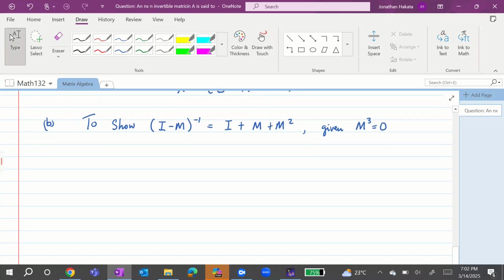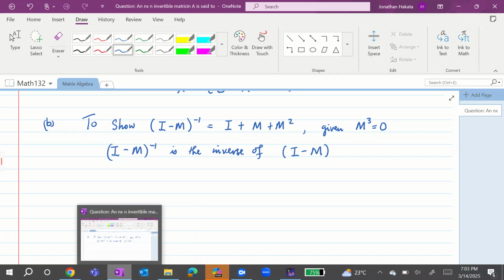Now, look at this statement, guys. We all know from matrix algebra that I minus M inverse is the inverse of the matrix I minus M. If I multiply these two, I minus M inverse times I minus M, I should get the identity matrix.